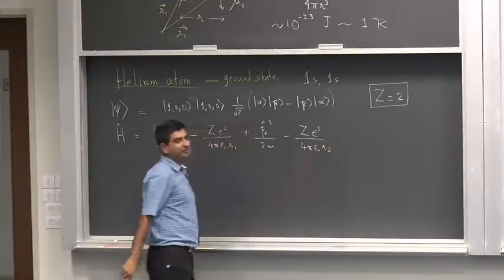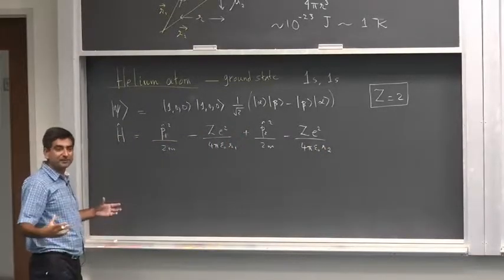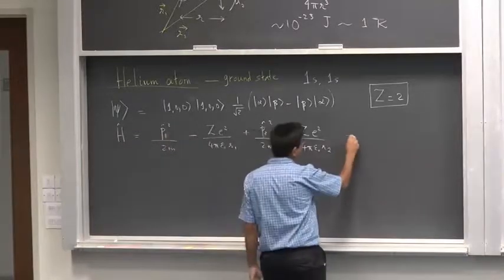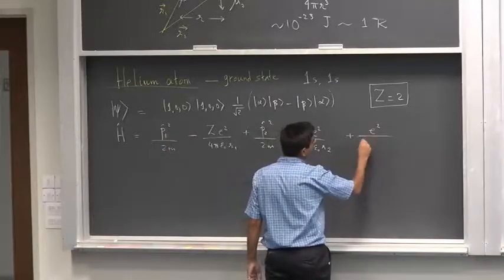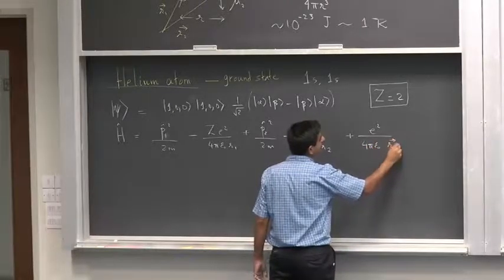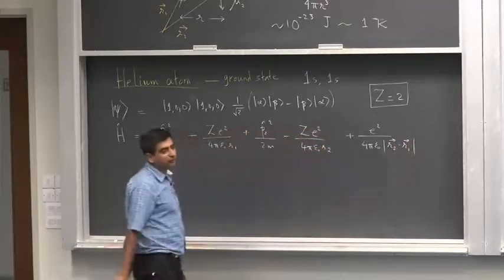Now if the 2 electrons were independent, you wouldn't get anything interesting, but the 2 electrons are talking amongst themselves as well. So there is an electrostatic repulsion between the electrons, and that is denoted by e squared over 4 pi epsilon naught |r2 minus r1|. Okay? So this is the overall Hamiltonian.